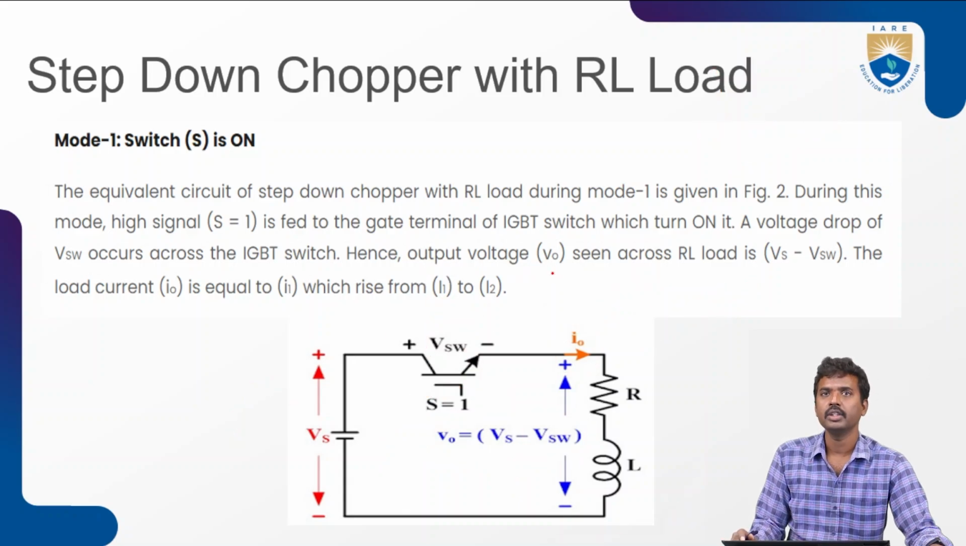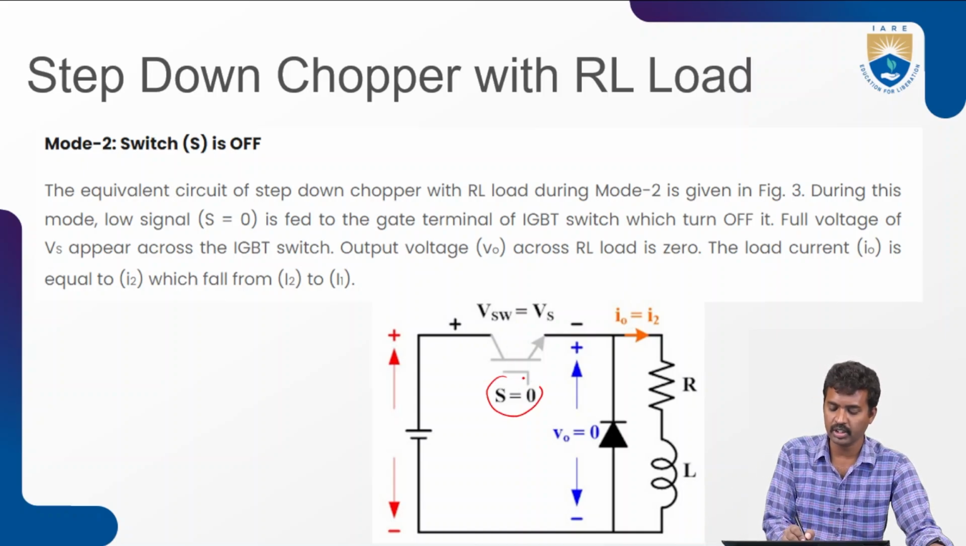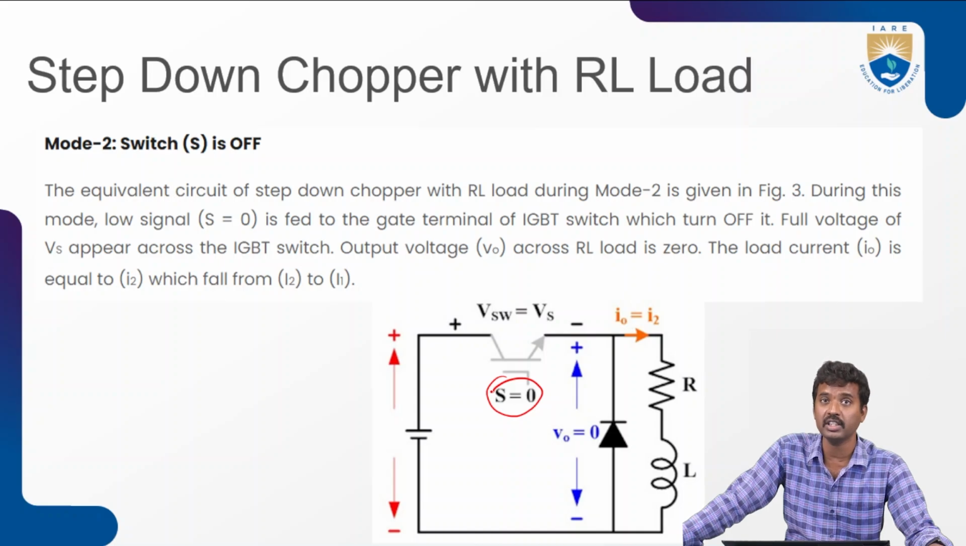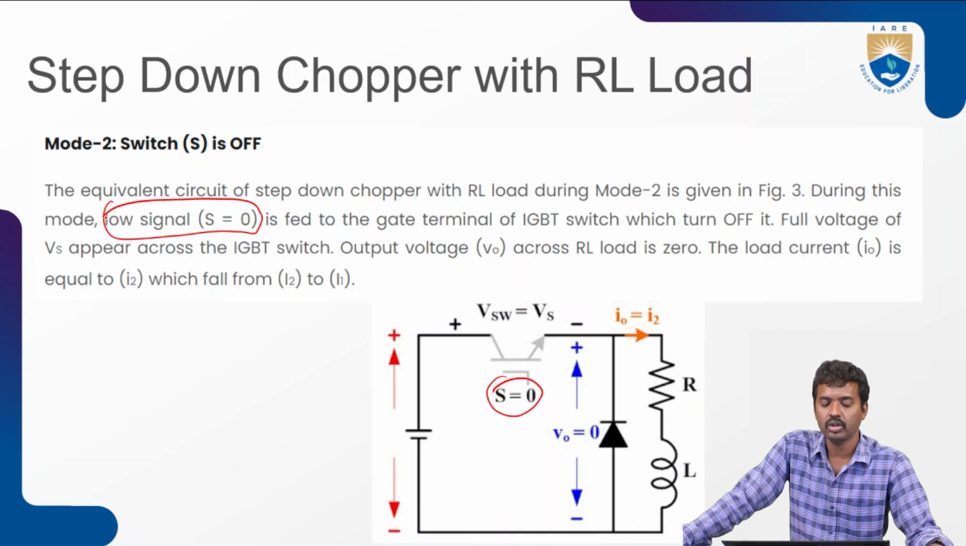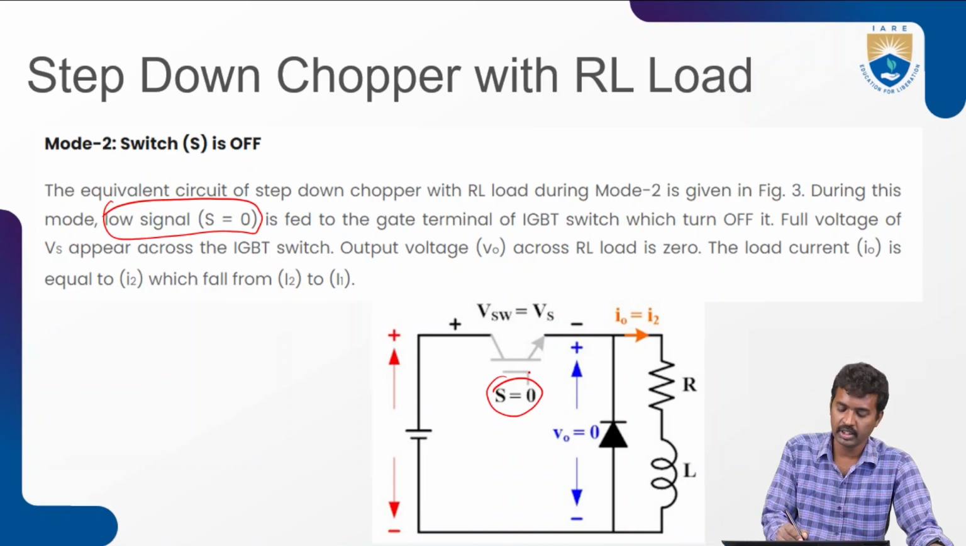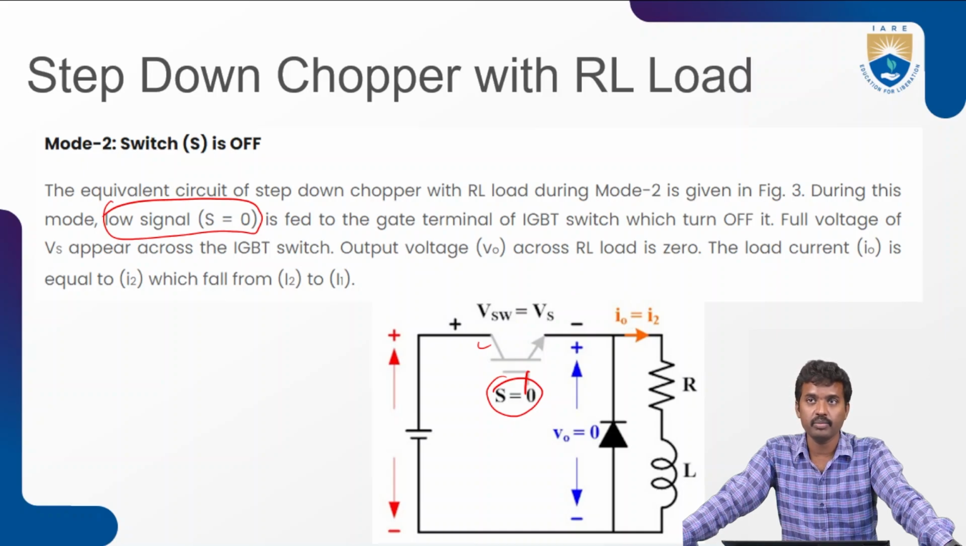Now the second case, when the switch is off. In the previous case S equals 1, that is a high signal. Here the signal is low, S equals 0, given to the IGBT gate. This is the IGBT with gate, cathode, anode. Now it is turned off. I am turning off the IGBT switch using the gate signal when I give S equals 0.